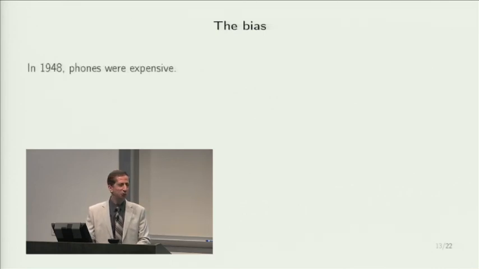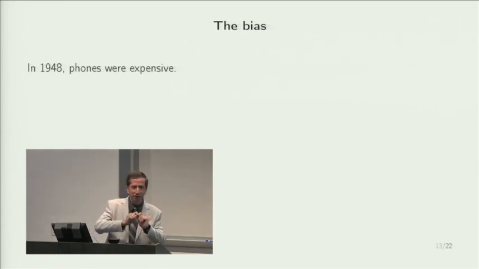In 1948, phones were expensive. That means that households that had phones used to be richer. And richer people at that point favored Dewey more than the general population did. So there was a sampling bias. There was always the case that the population they were asking actually favored Dewey. The sample was very reflective of the general population, of that mini general population. The problem is that this general population is not the overall general population.